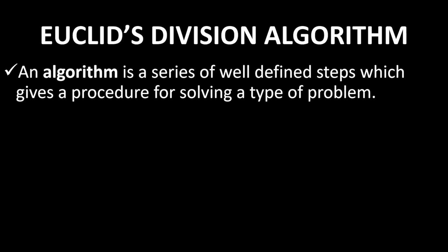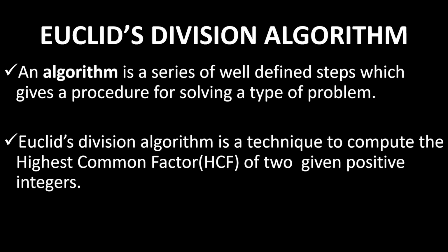We are going to discuss Euclid's division algorithm. You might be wondering, what is an algorithm? An algorithm is a series of well-defined steps which gives us a procedure for solving a particular type of problem. Now what is Euclid's division algorithm? It is a technique with the help of which we can calculate the highest common factor, HCF, of two given positive integers. So let's take the two numbers 6 and 18.